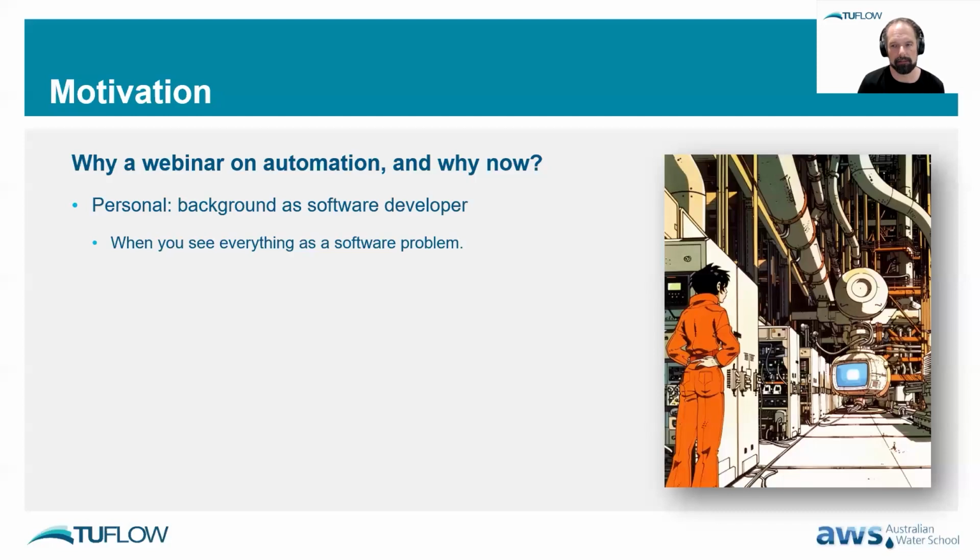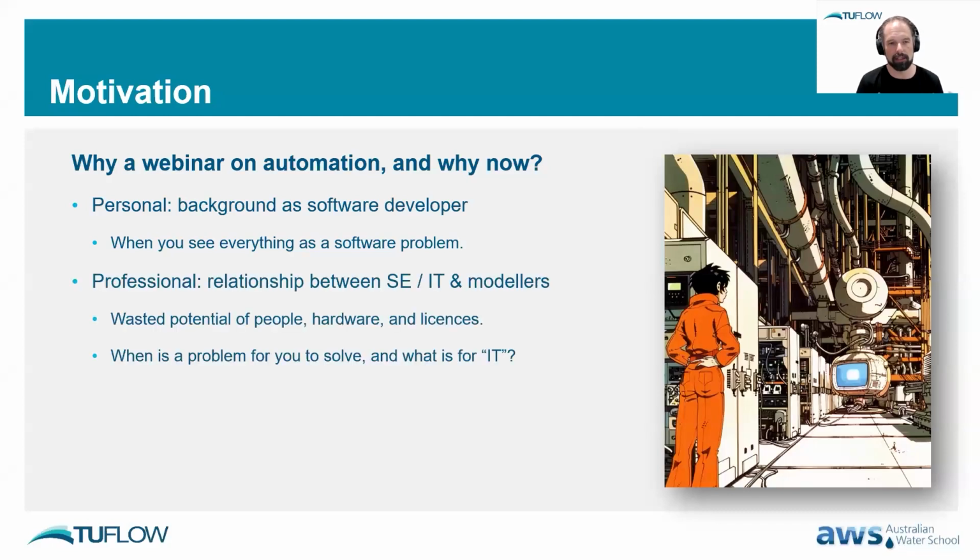And that does mean that I very often see the relationship between software engineering or IT and modelers. BMT is mostly consultants and researchers. And what comes up quite a bit is there's an awful lot of wasted potential of people and hardware and licenses. People's time gets wasted on chores that could have been automated. Hardware goes underused or not used in the most efficient ways. And there's obviously also the subject of license time. If you pay for expensive licenses, you really do want to get the most out of it.